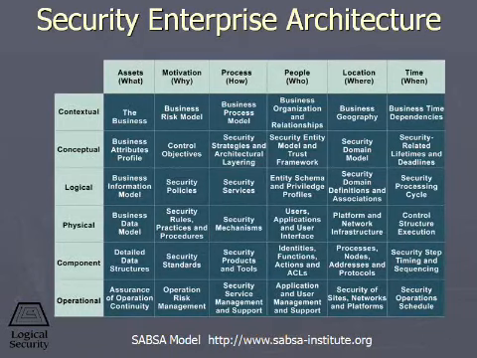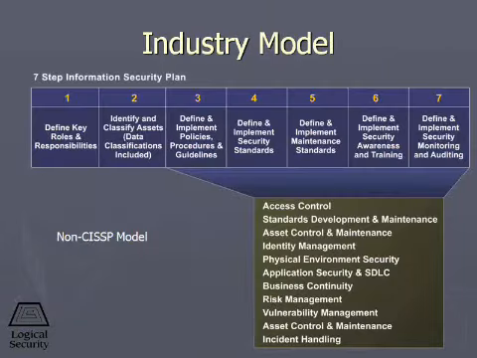This is one of the models that help us map through the implementation of enterprise security architecture. It looks at the who, what, where, when, why, and how we will implement security on information assets in a contextual manner, conceptual manner, logical, physical manner, at the component level and at the operational level as well. So this is, again, a security model to help us implement and evaluate our enterprise security architecture.